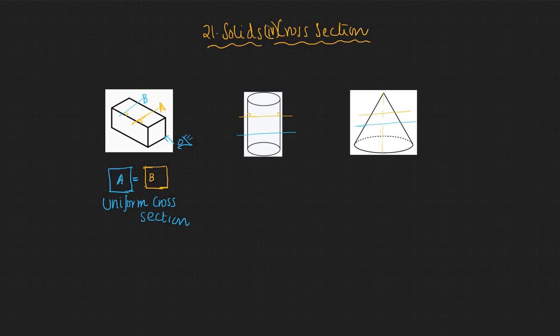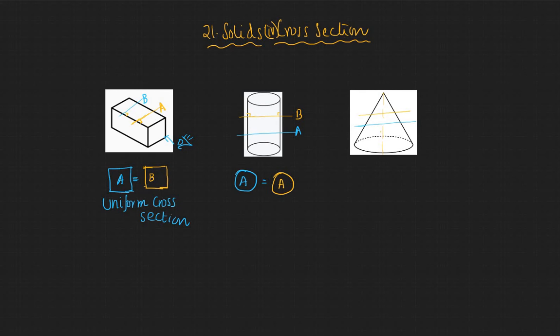So you can do it at any point and it'll be still the same. And here as well you will see the same behavior. So you will say that, okay, this is A and this is B. Here also you will find that the cross-sectional area is uniform.